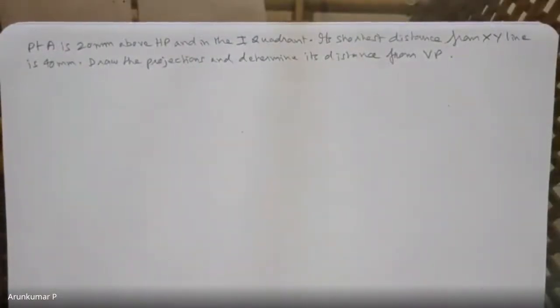So point A is 20 mm above HP and in the first quadrant, its shortest distance from the XY line is 40 mm. Draw the projections and determine its distance from VP. This is the statement.